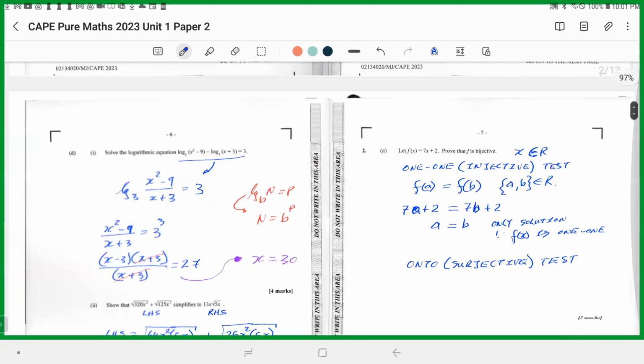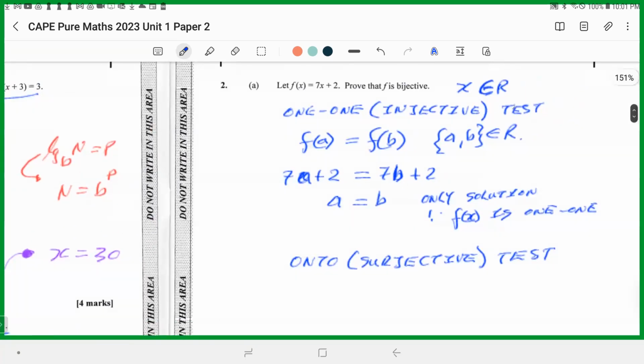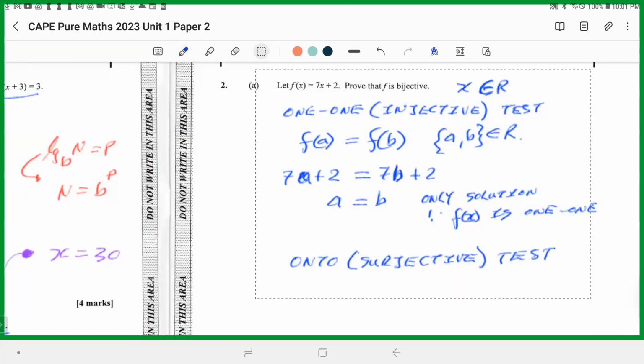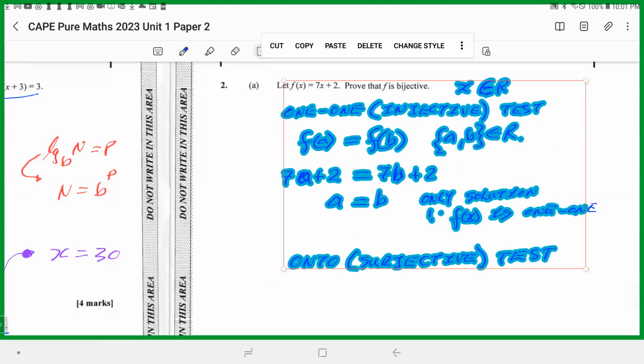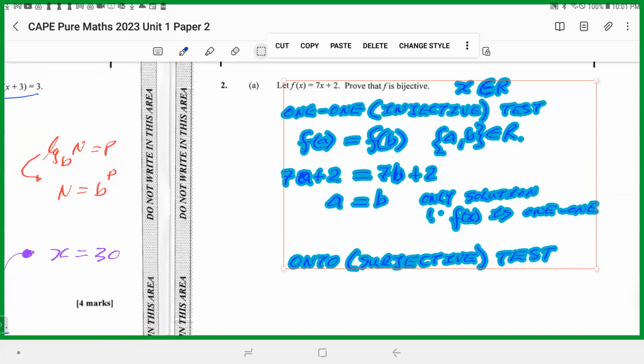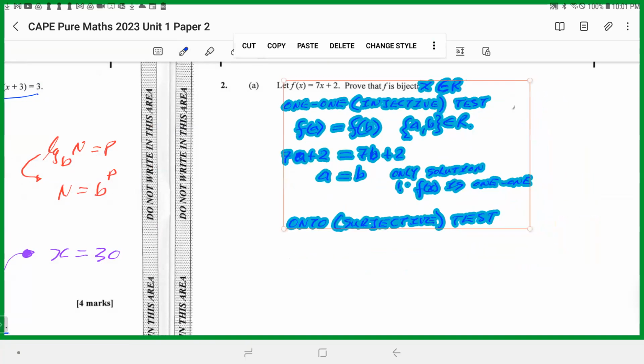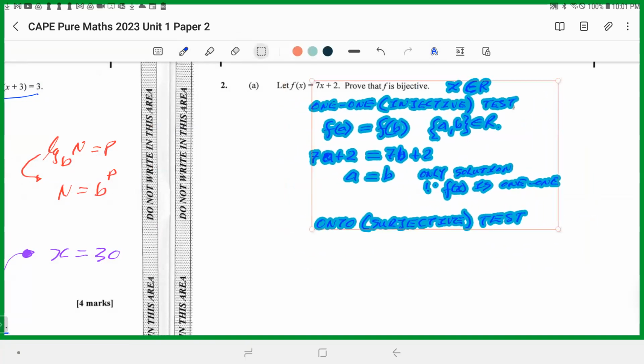Let me see how much space I have. A lot of space. Let me make this smaller so I'll fit everything up here. Select everything and just make it smaller. Shift it over. All right.